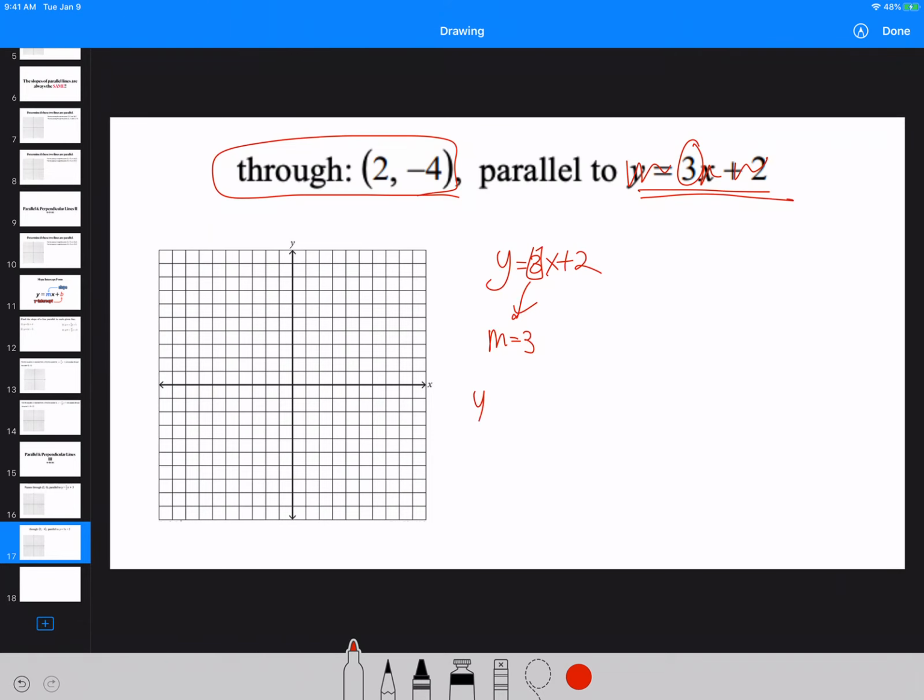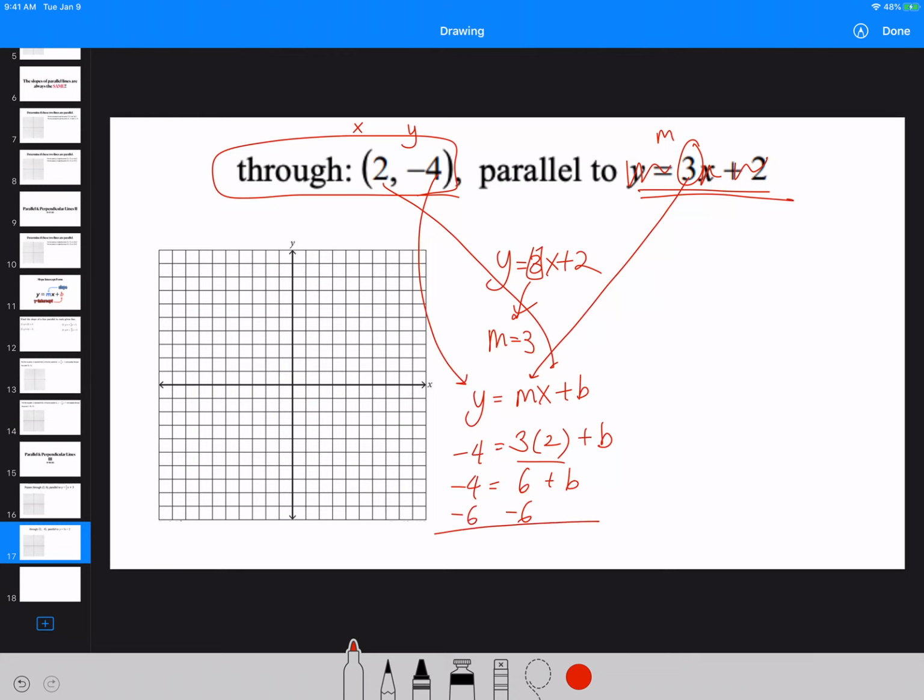So let's write y = mx + b. This is going to be your slope m, the 2 is going to be your x, and negative 4 is going to be your y. So let's plug everything in. Negative 4, because that's your y value, equals the slope of 3 times positive 2 for x, plus b. Negative 4 equals, well, I believe everyone can do 3 times 2, which is 6, plus b. Subtract 6 on both sides, because I want to get rid of the 6 and move it to the other side, so I get my b value to equal negative 10.